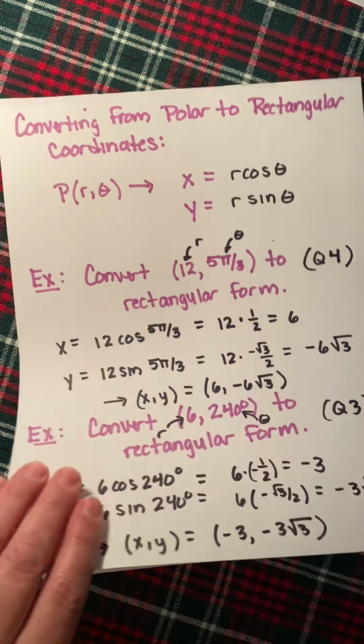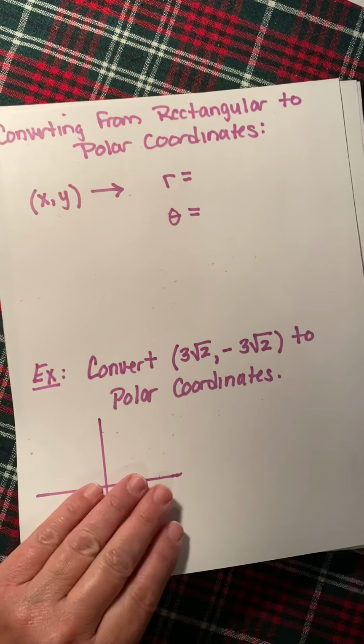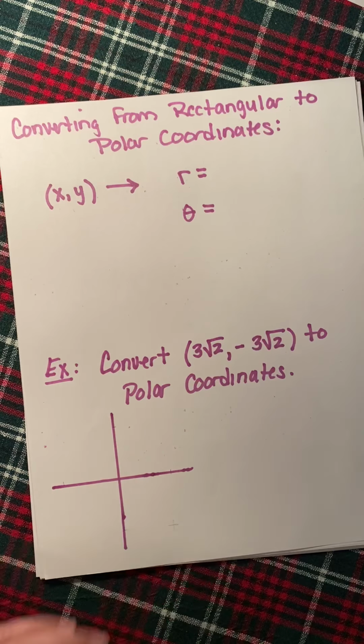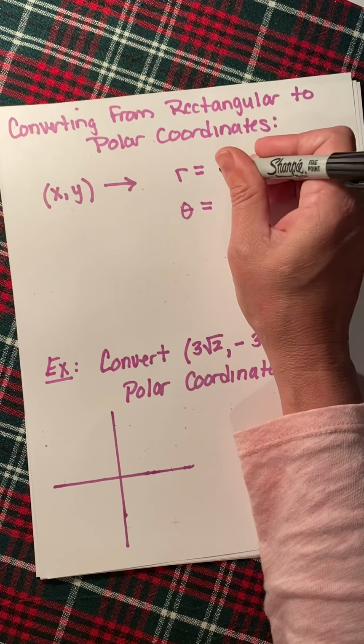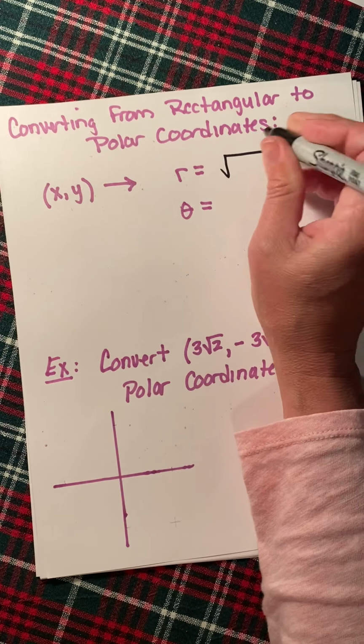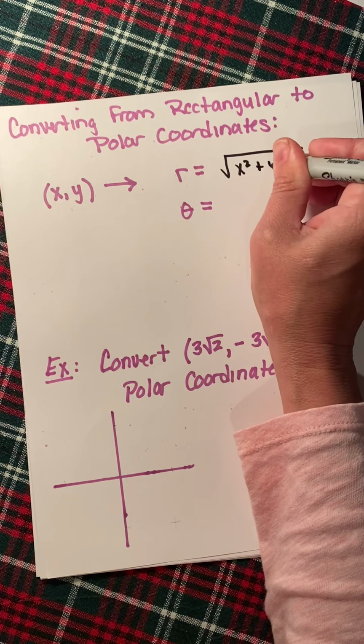All right, let's go the other way. What if we have rectangular coordinates and we want to go to polar coordinates? Well, given the point (x, y), r is equal to, don't forget, the square root of x squared plus y squared.